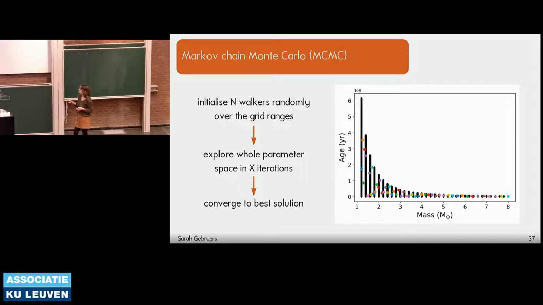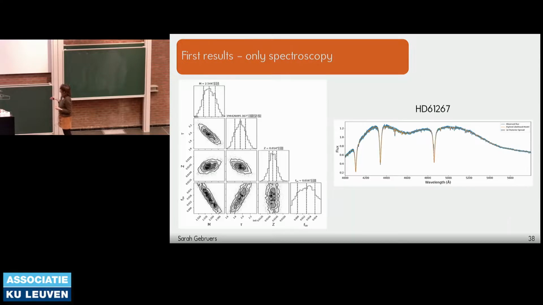That goes for a number of iterations, which is a free parameter. You can choose how many iterations you want. And then in the end, you hope that this converges to the best solution, so that the walkers walk to the best solution in the grids. I have done some tests for that.